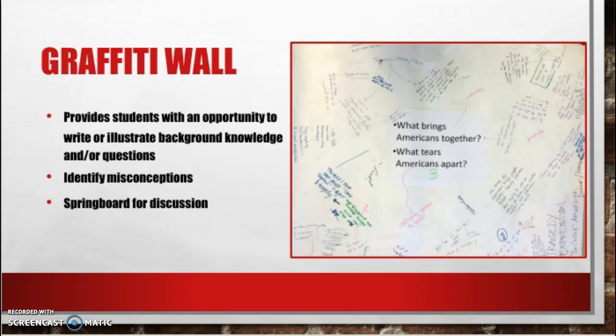Prior to a unit, a teacher may wish to use a graffiti wall to pre-assess students' knowledge about a topic. In order to create a graffiti wall, the teacher should write a topic or question on a large piece of paper and place it in an accessible place for students. Students then graffiti their background knowledge and/or questions about the topic, either with words or pictures, on the large piece of paper. After students graffiti, the wall can be used to inform future instruction as well as a springboard for discussion.